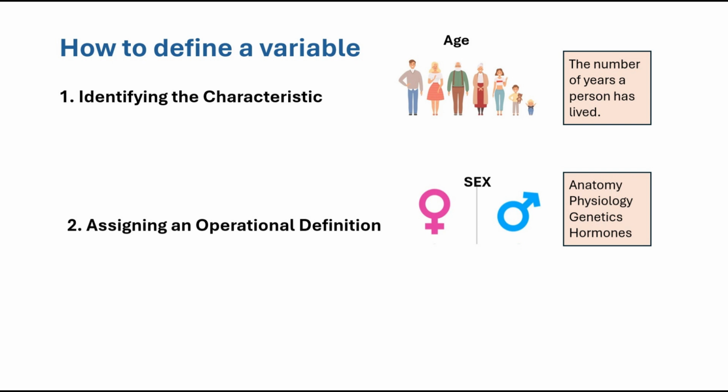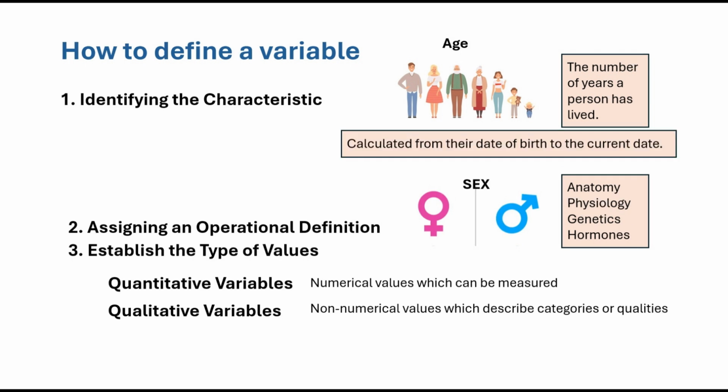The third step is to establish the type of values the variable will have. Some variables are quantitative. This means their values are numbers that can be measured or counted. For example, age is quantitative because we can record it as a number of years. Other variables are qualitative. This means their values describe categories or qualities. For example, sex is qualitative because it is recorded using categories such as female or male. So, after defining a variable, we must also know whether the data will be numerical or categorical.